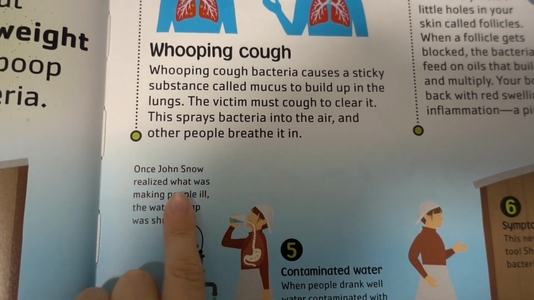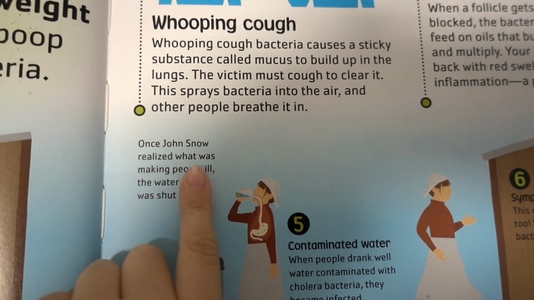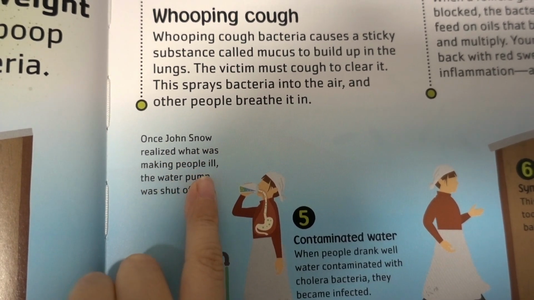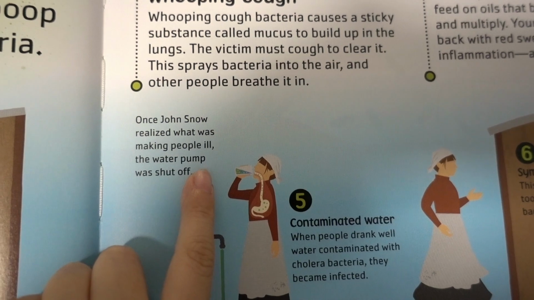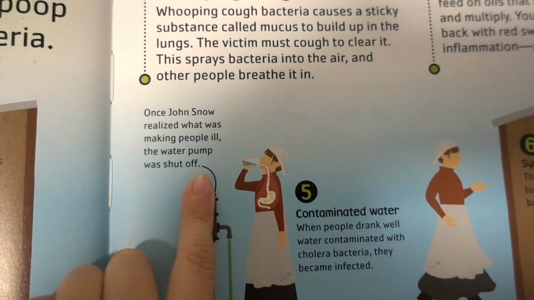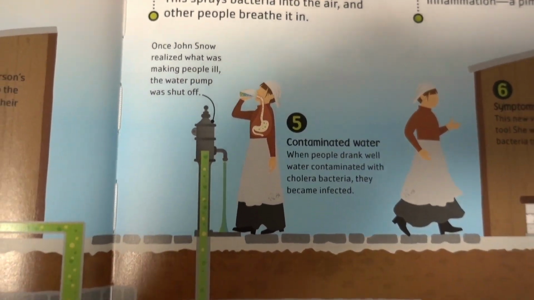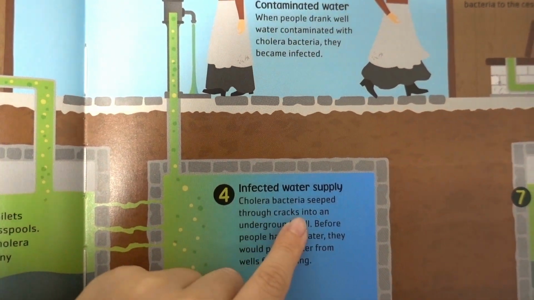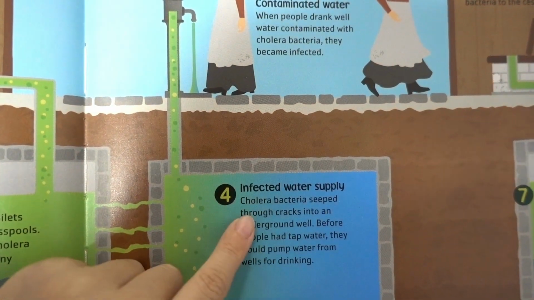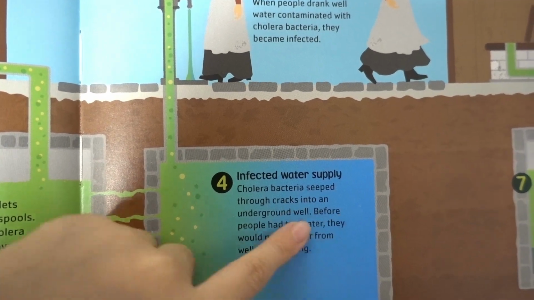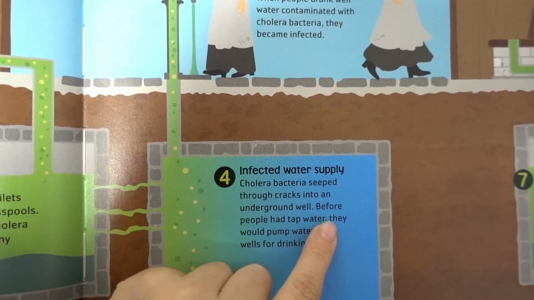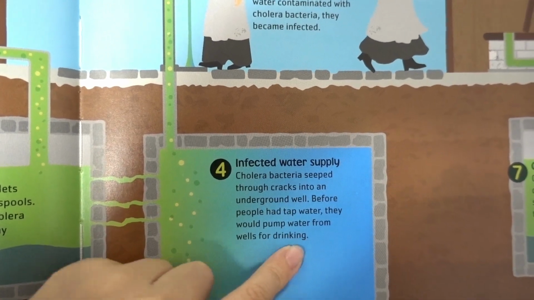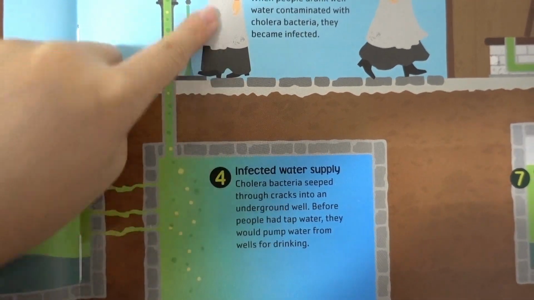Once John Snow realized what was making people ill, the water pump was shut off. Infected water supply. Cholera bacteria seeped through cracks into an underground well. Before people had tap water, they would pump water from wells for drinking.